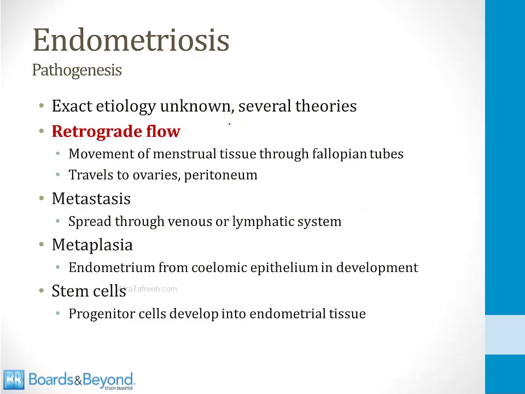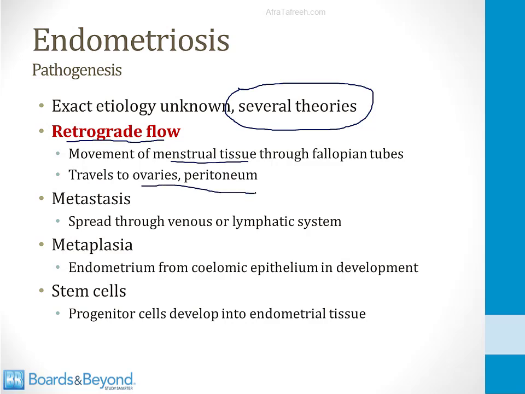No one knows exactly why endometriosis occurs, in other words, why endometrial tissue in some women develops outside the uterus, but there are several theories, and they like to ask you about this in the Step 1 exam. So one of the most popular theories is called retrograde flow, and this theory states that there is movement of menstrual tissue through the fallopian tubes that travels to the ovaries and peritoneum. And this theory explains why endometriosis commonly occurs close to the uterus. The idea here is that the uterine lining is shed at the time of menstruation, but instead of exiting the body, it travels to other locations.